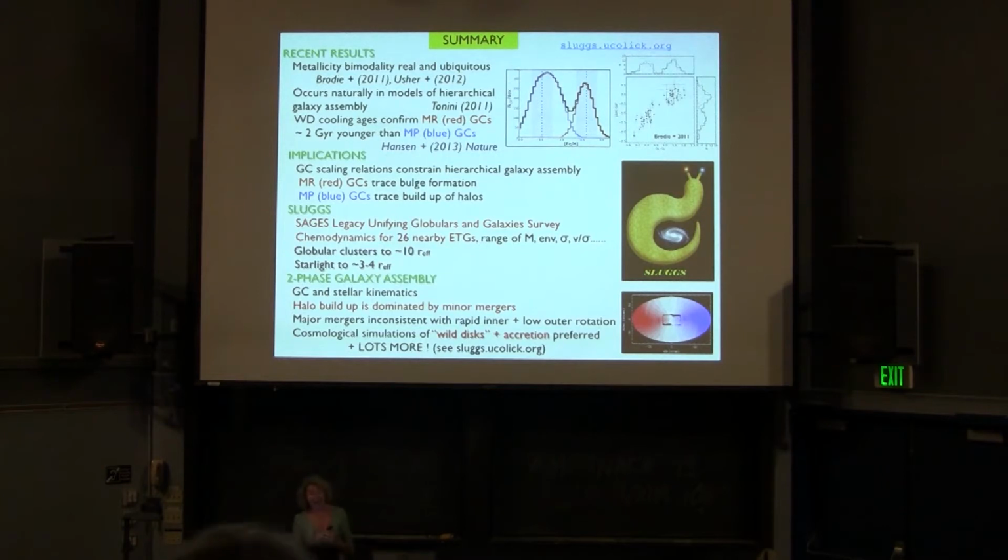So our SAGES Legacy Unifying Globulars and GalaxieS (SLUGS) survey is producing a large quantity of data for a bunch of nearby galaxies, globular clusters to 10 effective radii, starlight to 3 to 4 effective radii. And we're able to make some quite interesting constraints on two-phase galaxy assembly. We conclude that the halo buildup is indeed dominated by minor mergers, and major mergers are actually consistent with this general result of inner rapid and low outer rotation.